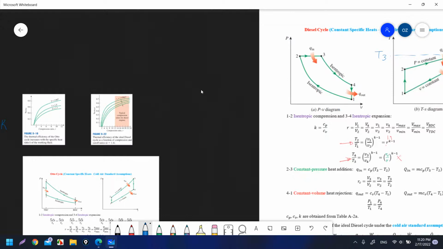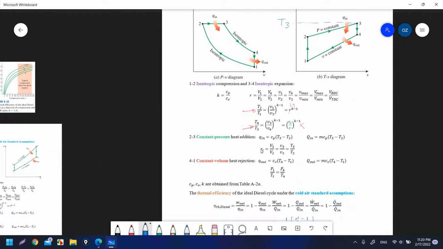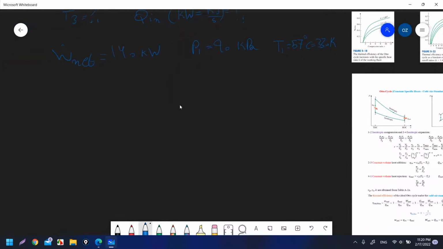I want to find T3. Like the previous question, we want to find T3. I have RC, but I don't have T2. I can get T2 from here. I have T1 in the question, so that is the same procedure. Okay, so let's find it quickly.